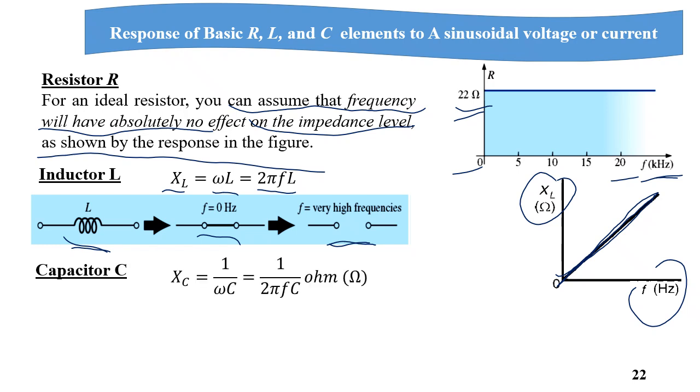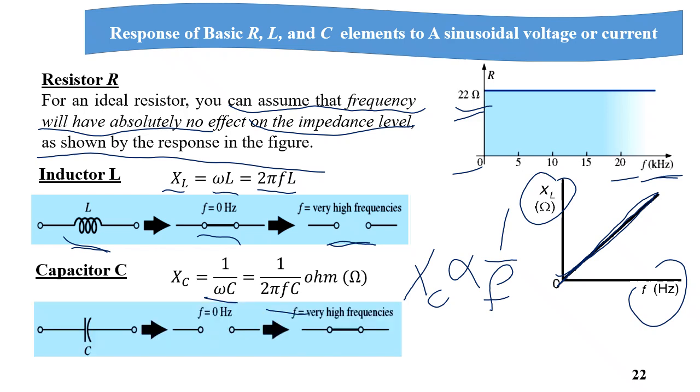For the capacitor, XC equals 1 over omega C or 1 over 2 pi fC. Then XC is inversely proportional with the frequency. Then at low frequencies, frequency equals 0, the capacitor is equivalent to an open circuit, as the capacitive reactance is very high. And for very high frequencies, the capacitor will be equivalent to a short circuit, as the XC is inversely proportional with the frequency. At low frequencies, XC is a very high value, and at very high values of frequency, XC will be almost 0 for an infinite frequency.